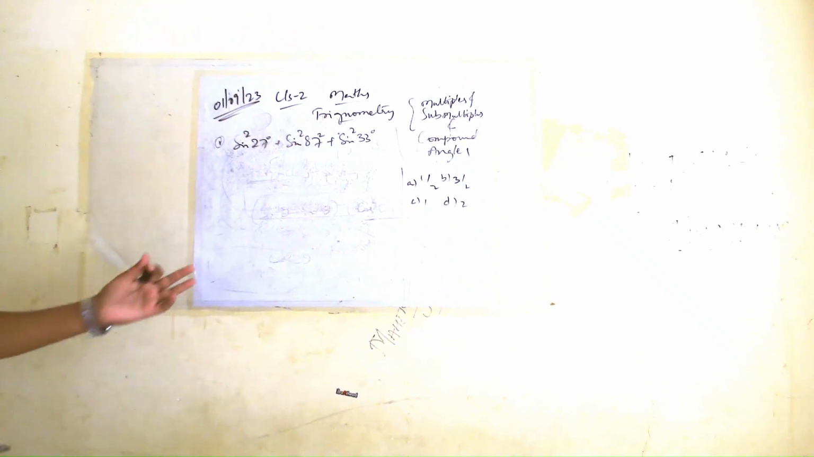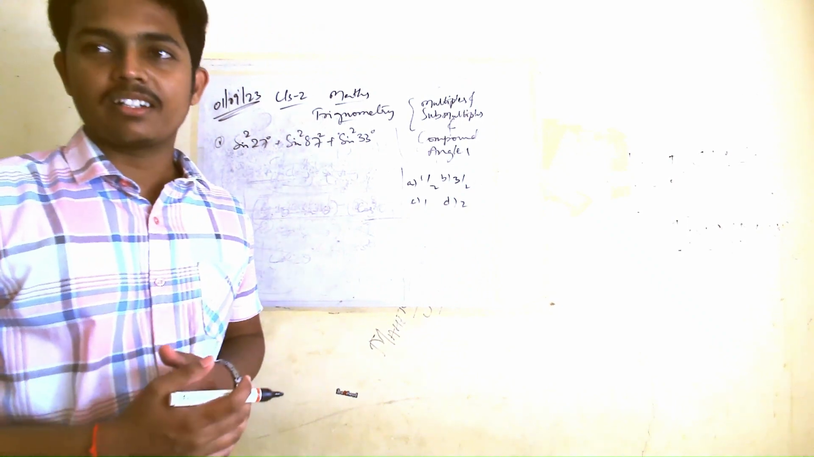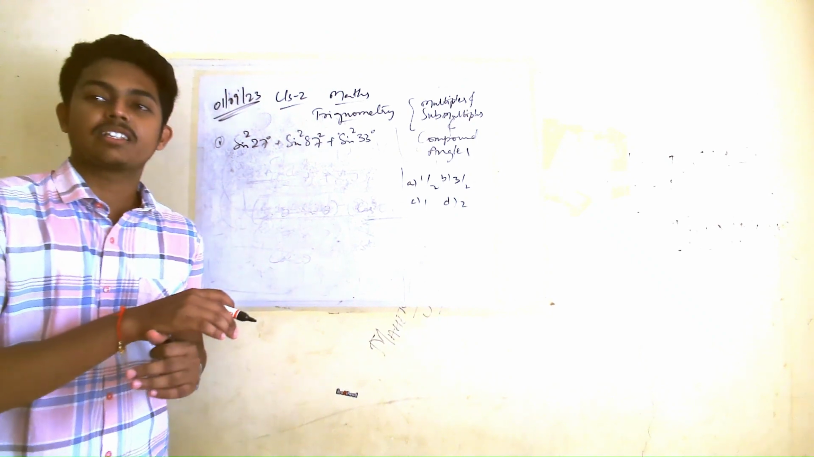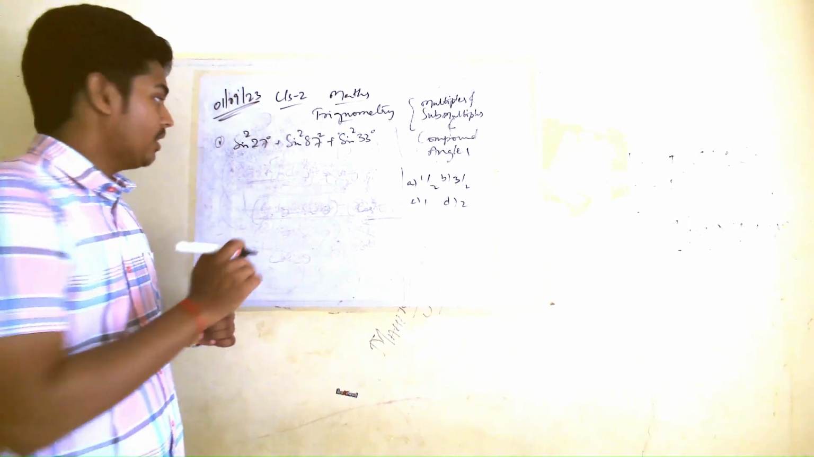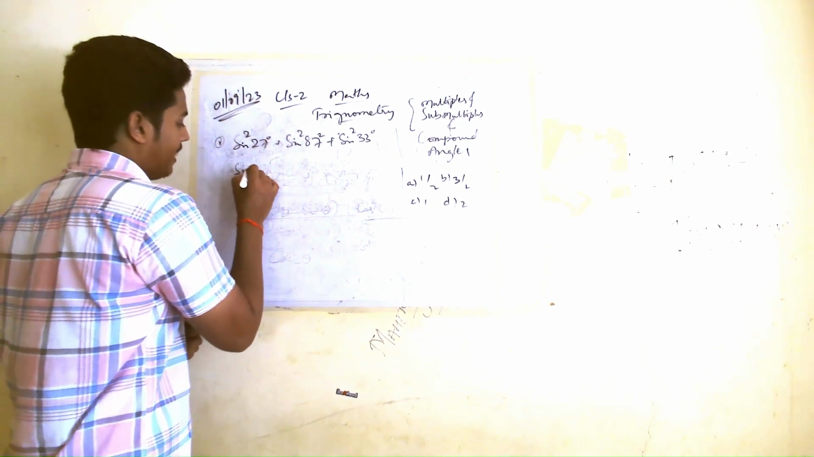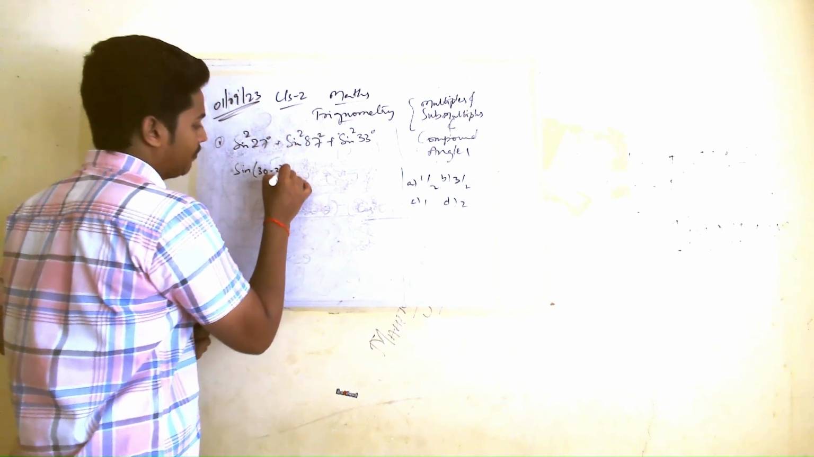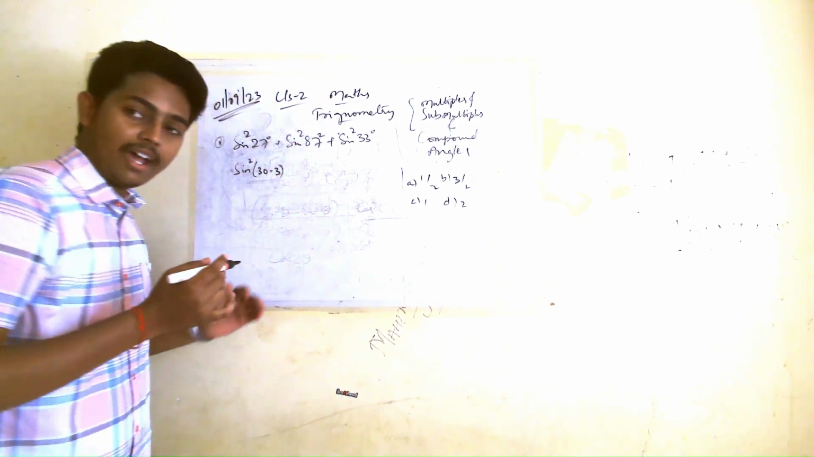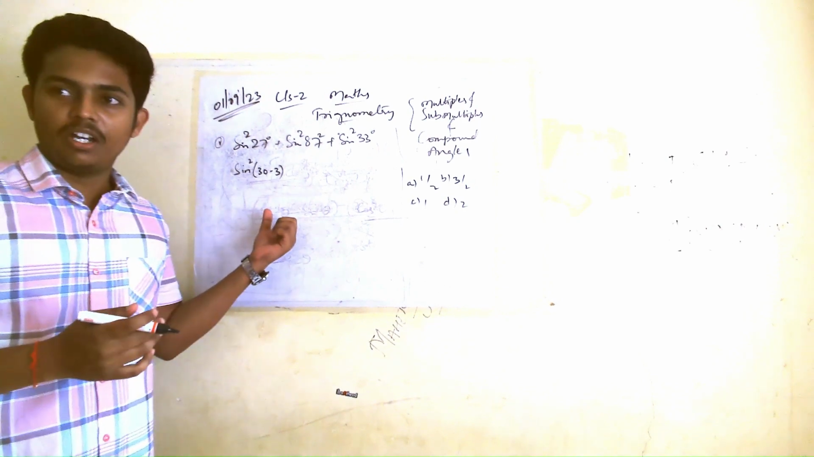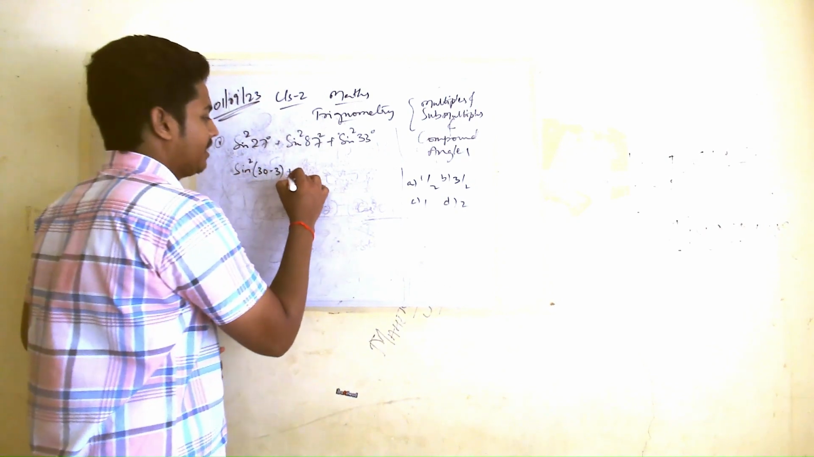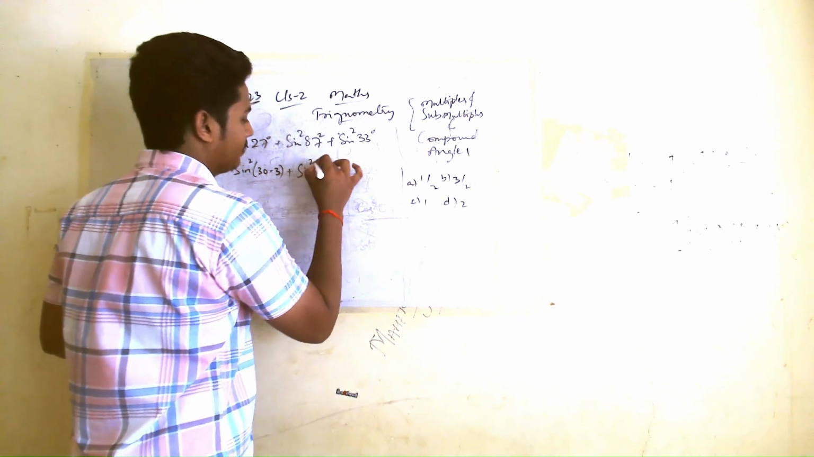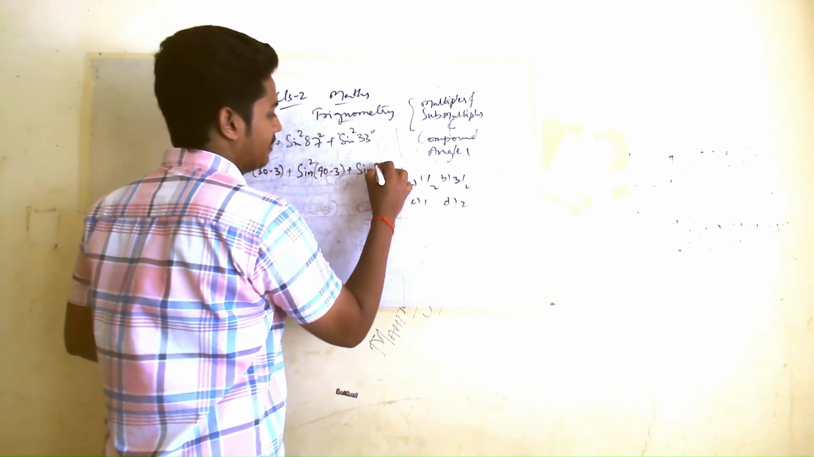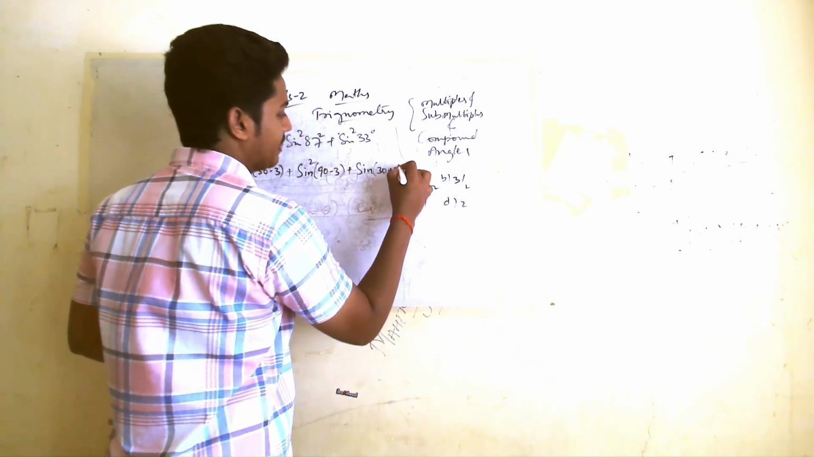See, 27, 87, 33, all these are unknown angles, right? Let's convert them into some known angles. Now 27, I can write as 30 minus 3. Why I am converting into 30 minus 3 only, you will understand later. Now 87 I will convert into 90 minus 3, and 33 I will convert as 30 plus 3.